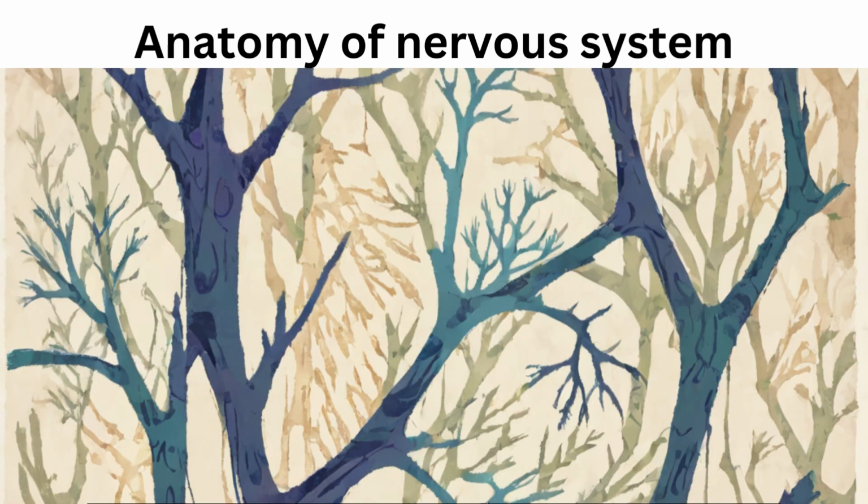The nervous system is a highly complex and intricate system that enables us to perceive the world, think, move, and maintain vital bodily functions. It plays a fundamental role in our overall health and well-being.